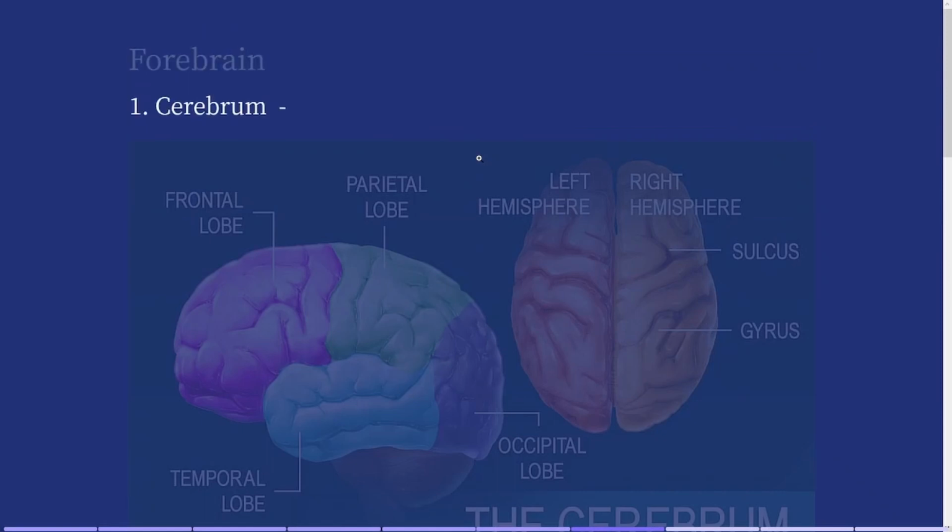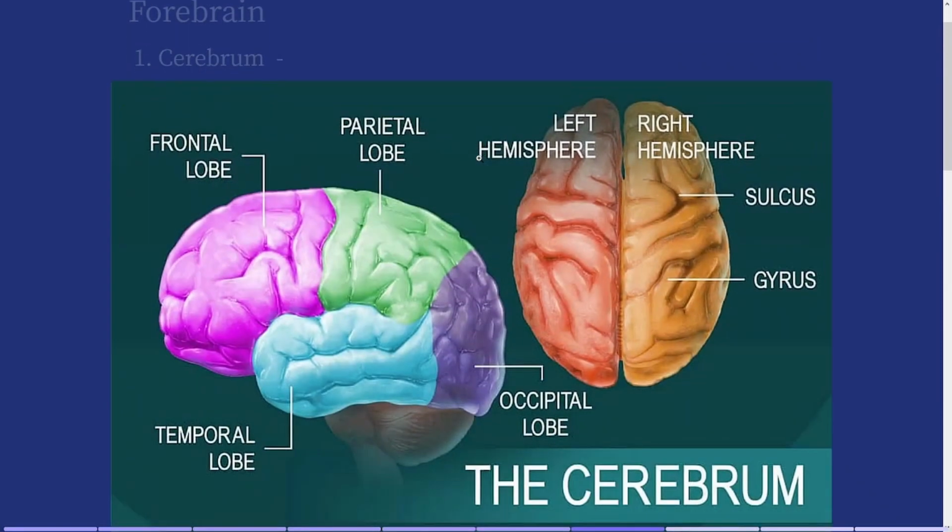In the forebrain, cerebrum. Now NCERT has skipped certain parts of the cerebrum that are actually important and you need to know. I'll tell that later. First, starting with what is given in NCERT, there are two hemispheres in the cerebrum, left hemisphere and right hemisphere. There are sulcus and gyrus present in the cerebrum. Sulci are the deep grooves present between gyri, as you can see in the diagram.